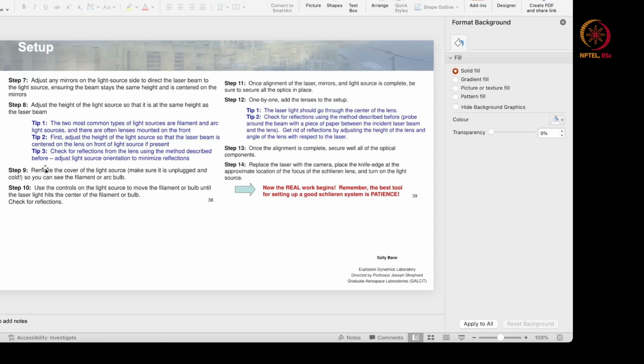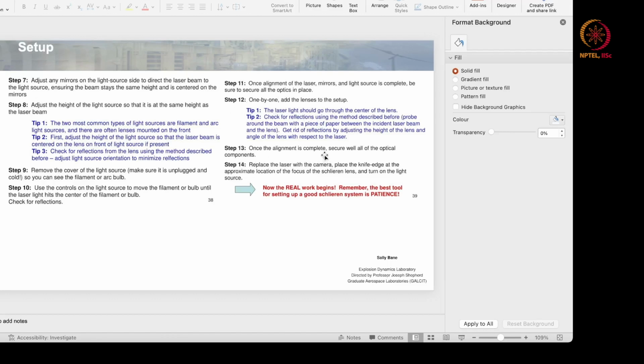Then you remove the cover of the light source, making sure it's unplugged, so that you can see the filament. Then use the controls on the light source to move the filament of the bulb so the laser light hits the center of the filament, and you check for reflection. Then once all the alignments are done, you secure all the optics. Basically, you screw them onto the optical breadboard and add lenses to the setup one by one.